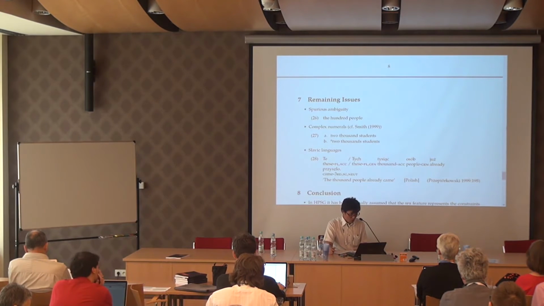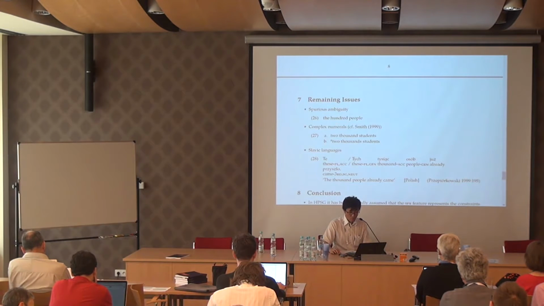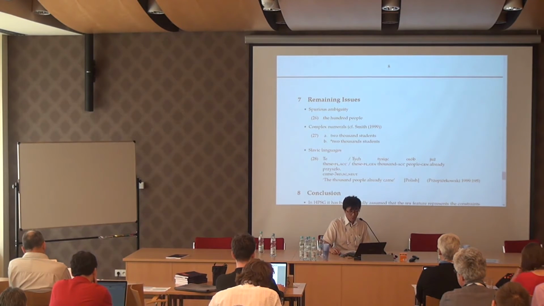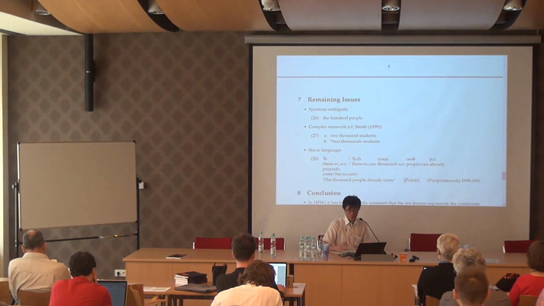And the second issue is how this analysis can be applied to complex numerals like 27, two thousand students. Especially interesting about this kind of construction is that, as 27b shows, thousand can't be thousands, even though there is 2 before that. So you can't say two thousands, you should say two thousand. Thousand should be singular.